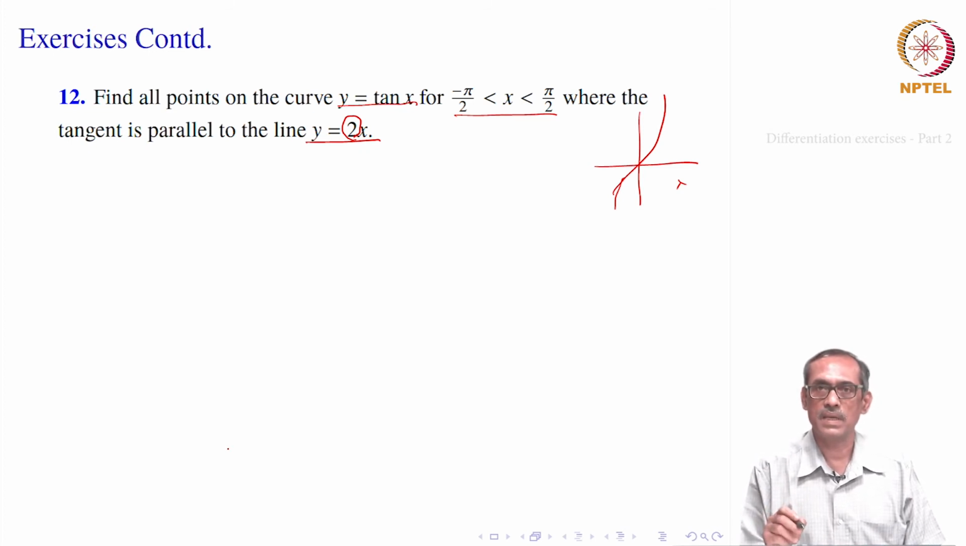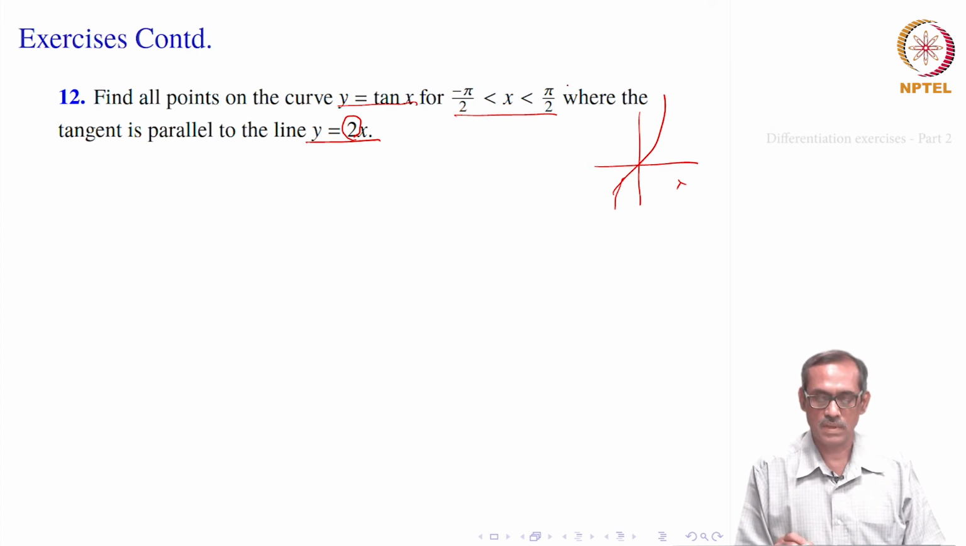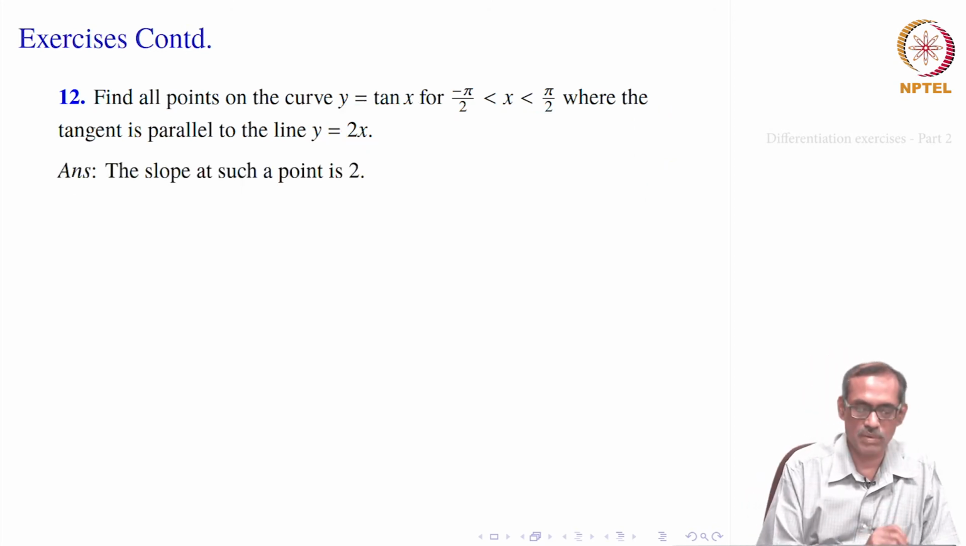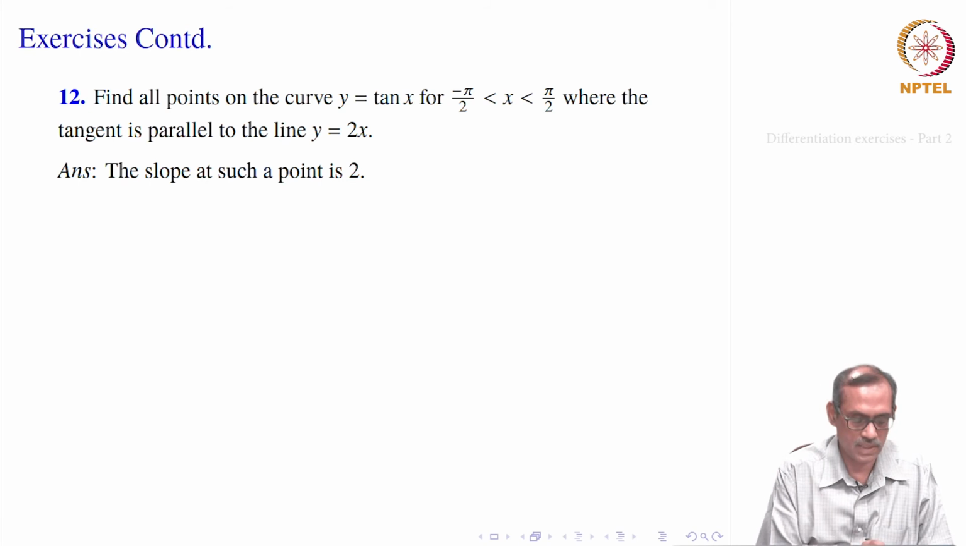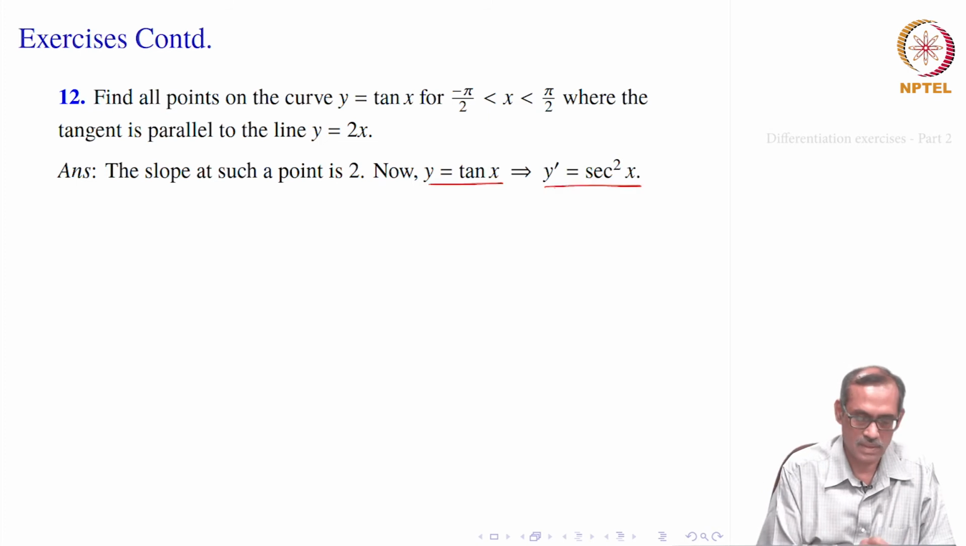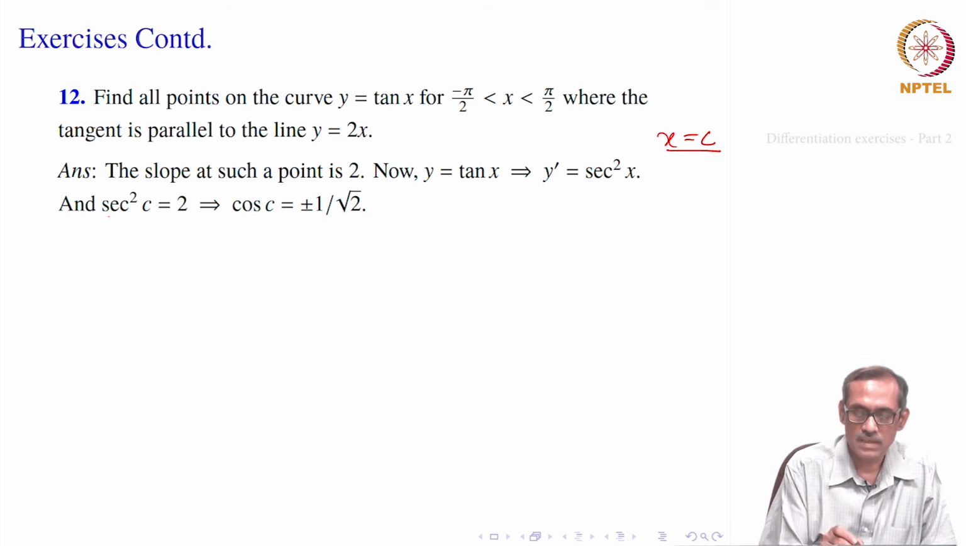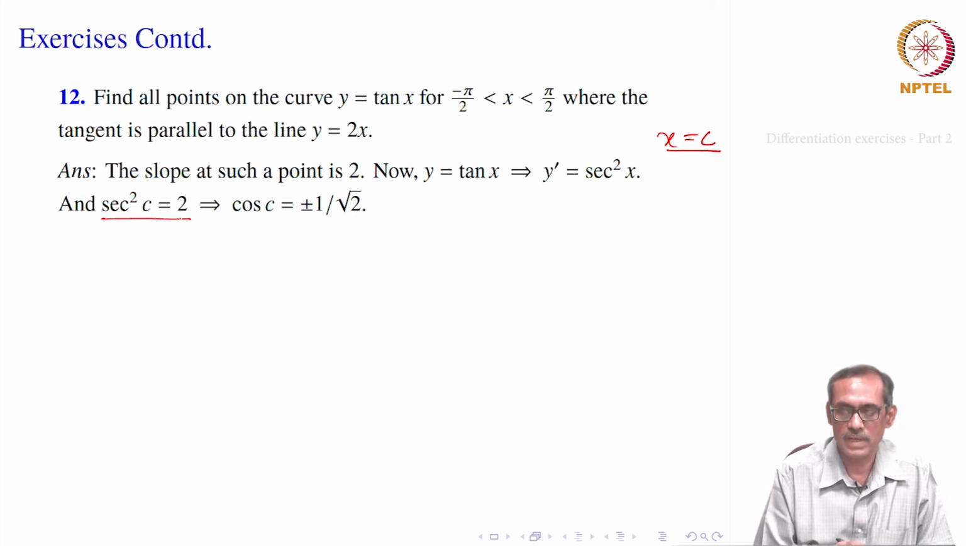If that point is a, b, so first of all it will satisfy b equal to tan a, where a is in between minus pi by 2 and pi by 2. Second thing is the slope, that means the derivative of this evaluated at that point a, b, would give us 2. These are the two equations we get. We should get the equations first. So, the slope at such a point is 2. Now, y equal to tan x gives us y prime equal to secant square x. So, if that point is C, say x equal to C is that point, y will be tan C, then at that point secant square C must be 2, right.